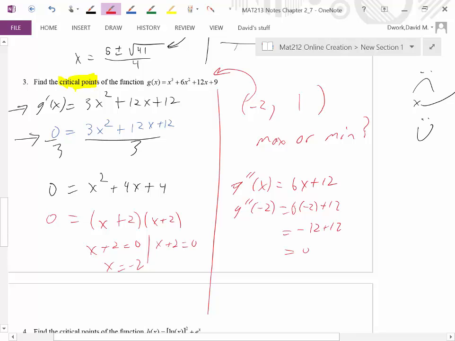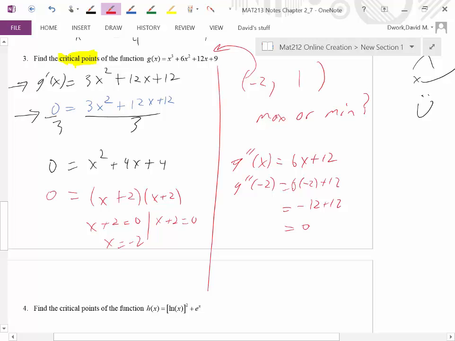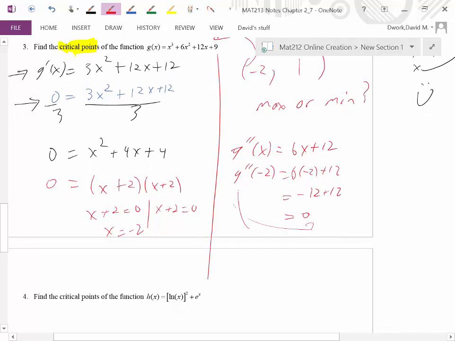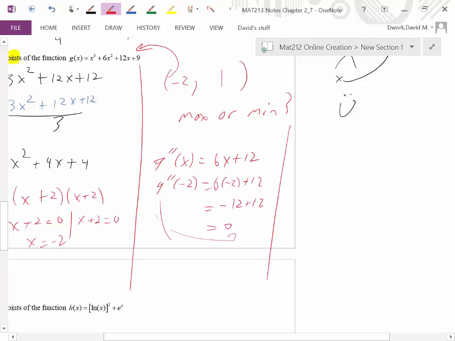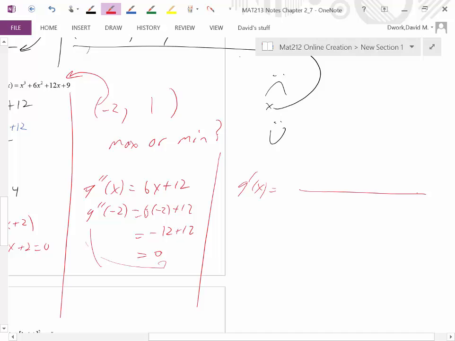Well, that's interesting. What does that mean? Well, we kind of learned that second derivatives at 0 can be inflection points, right? So that's kind of interesting, but I don't know if that's a max or a min. Might be an inflection point. So when the second derivative test fails, we can always go to the first derivative number line test and see what that looks like. So let's go ahead and throw this on here.